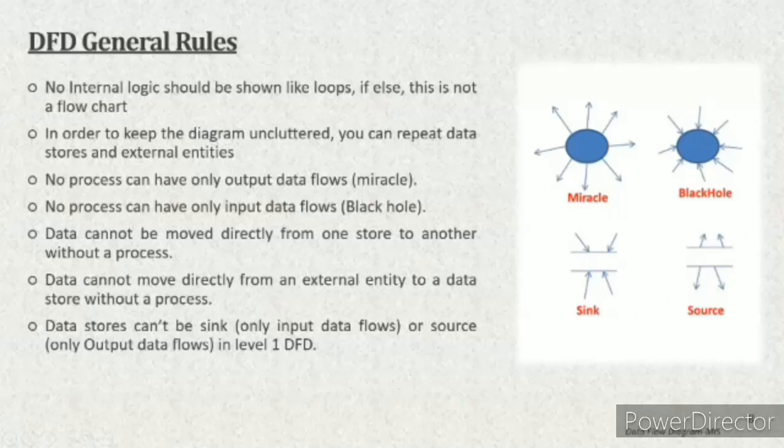The last point: a data store cannot be a sink or a source. As you can see on the right-hand side of the PPT, the data store shows only input or only output data flows. If only input happens, then it's a sink, which cannot happen. If only output happens from the data store, then it's a source, which also cannot happen. There are certain exceptions which will be discussed by Jobin in the level 1 DFD. Thank you.